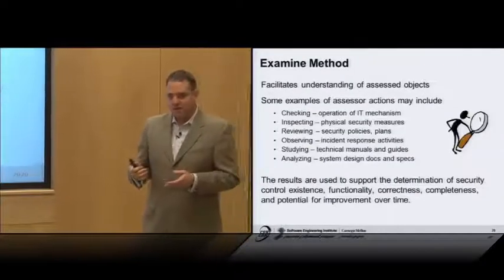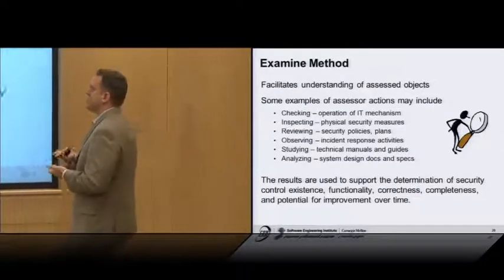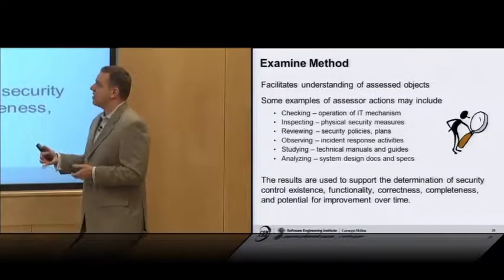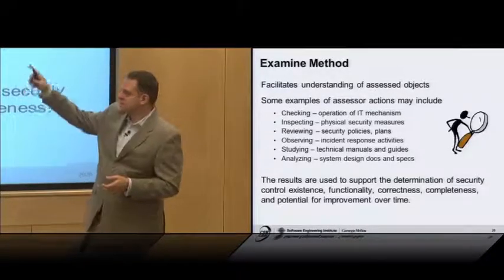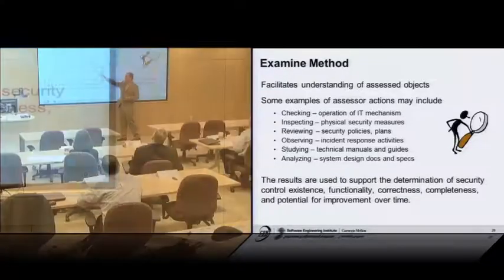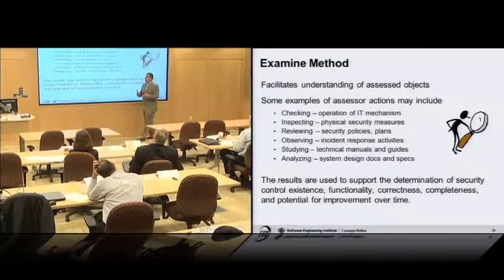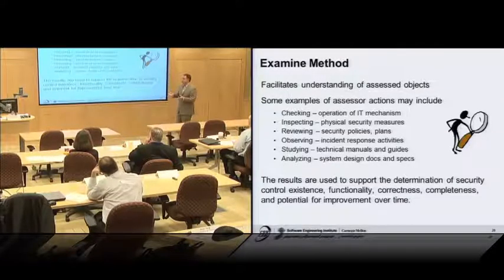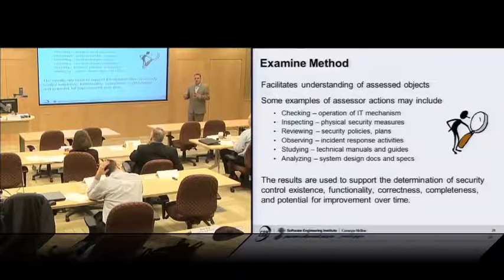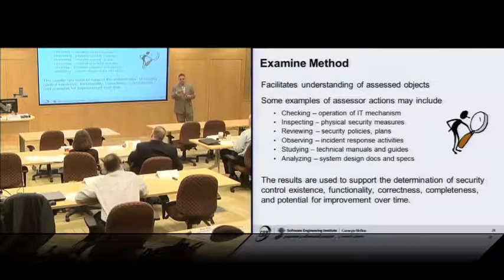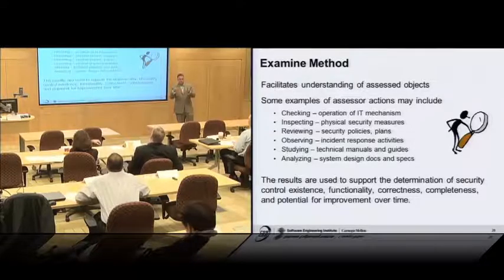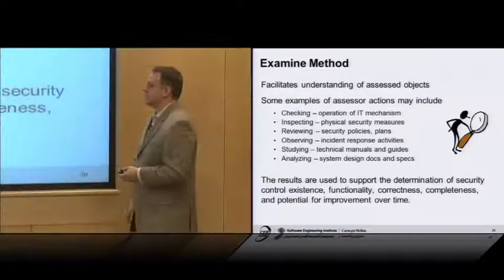So the examine method. What you're basically doing here is you're looking at the control itself. And you might be doing some of these activities here, like checking or inspecting or reviewing. So you might look at the operation of the IT mechanism itself. So looking at things, you might be inspecting, do they have locks on the door? Is there a fire alarm in here? You might be doing things like reviewing security plans or security policies. So does the policy exist? Yes. Does it include these things? Policy includes that. So the control is satisfied.